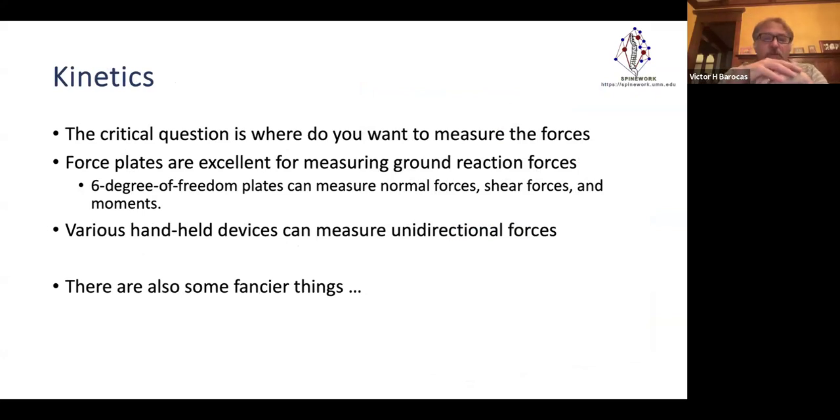Okay. I'm going to switch briefly now to kinetics. So now we're talking about forces. What is the force that is acting, that is producing the motion we see? And the critical question here is, where do you want to measure the forces? So force plates, again, many of you will be familiar with these, are absolutely superb at measuring ground reaction forces, right? So they have 1 degree of freedom plates, which pretty much tell you what the force is vertically and where it's located. So this is essentially a souped up version of your bathroom scale.